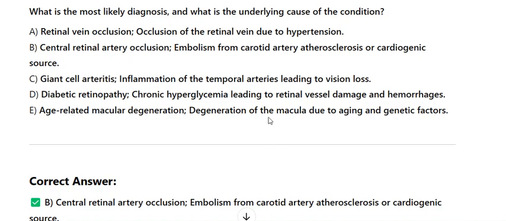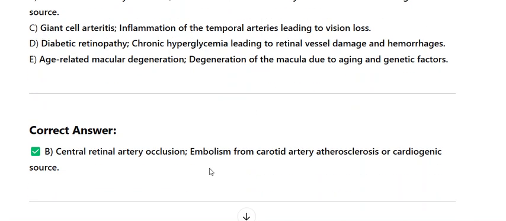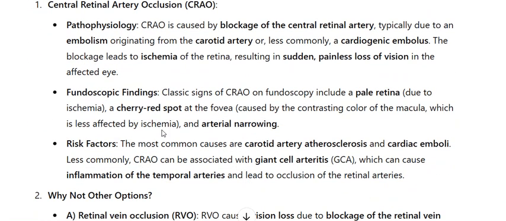Correct answer, B. Central retinal artery occlusion, embolism from carotid artery atherosclerosis or cardiogenic source. Explanation 1. Central retinal artery occlusion. Pathophysiology. CRAO is caused by blockage of the central retinal artery, typically due to an embolism originating from the carotid artery, or, less commonly, a cardiogenic embolus.